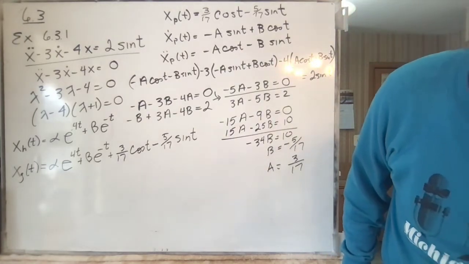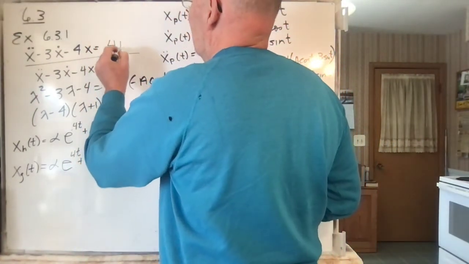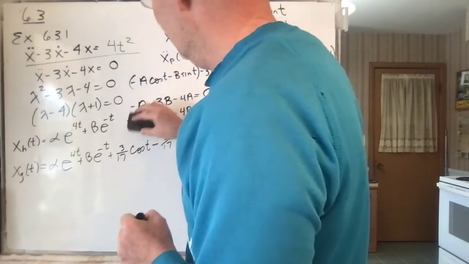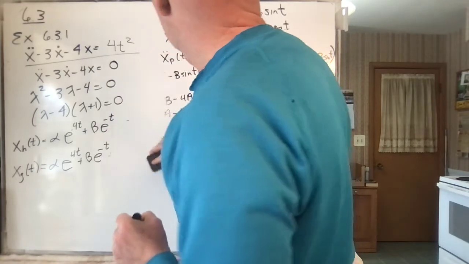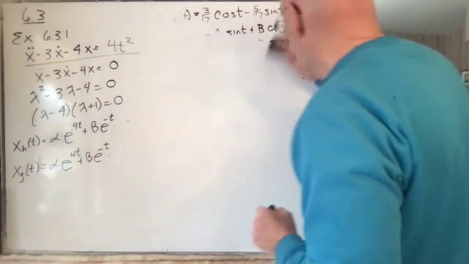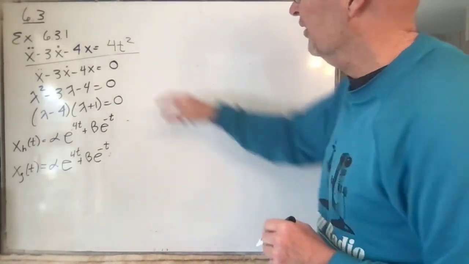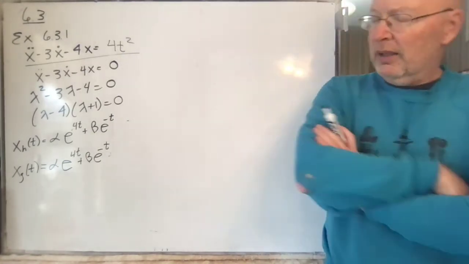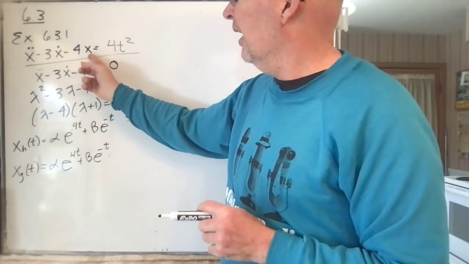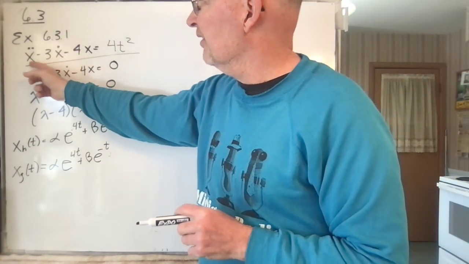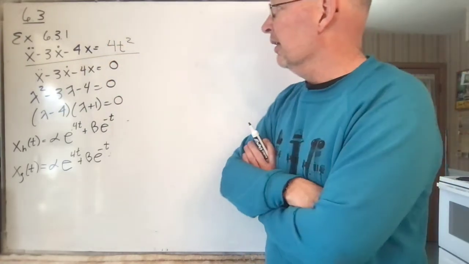Let's do the same thing, but now let's change this to 4t squared. Okay, so we still have the same homogeneous solution. We just need to come up with a particular solution for the non-homogeneous part, right? So again, let's just think about it. Think about what you're doing. You've got a function, and you're taking its derivative, and you're taking its second derivative, and by the time you're done, you're going to want a 4t squared.